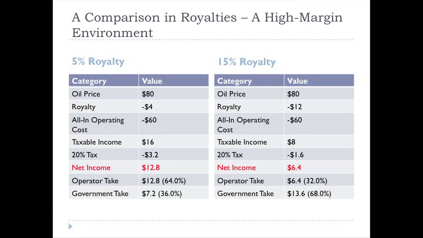What happens if the price of oil crashes and the price to produce the oil is much higher? Say $80 oil and $60 costs. Now we have a big problem. In the 5% royalty case, the operator gets $12.8. In 15% royalty, $6.4. The difference is double. So ignore these royalty rates at your own peril.